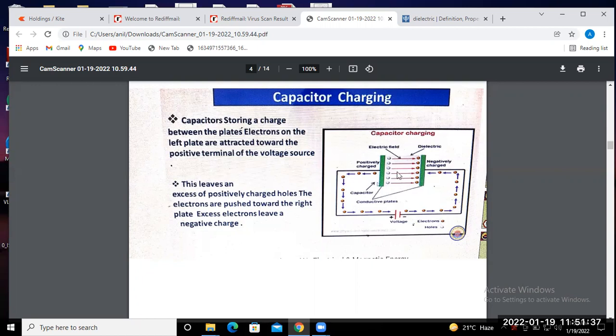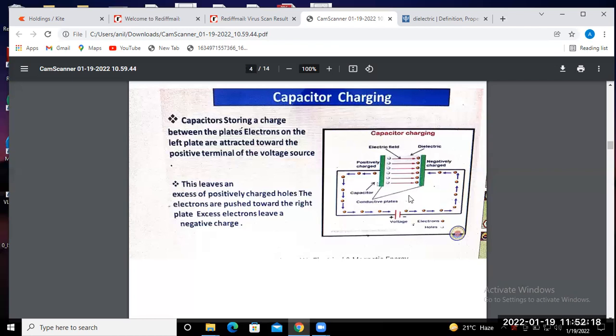to this side. So an electric field is created in the dielectric medium from the hole towards the electrode, that means from the positive plate to the negative plate, in the dielectric. This is the direction of the electric field, and the left plate electrons are directed towards the positive terminal of the voltage source. This leaves an excess of positive polarity charge, the holes, represented by this white symbol. The electrons are pushed towards the right plate, and the excess electrons leave a negative charge.